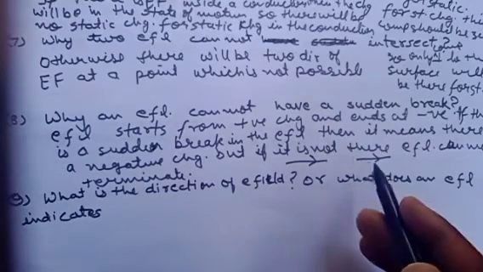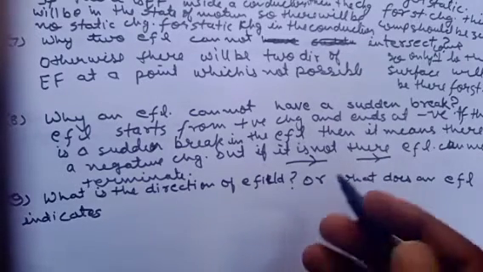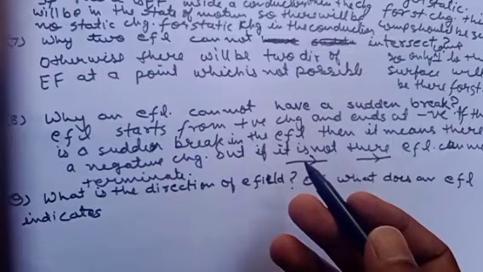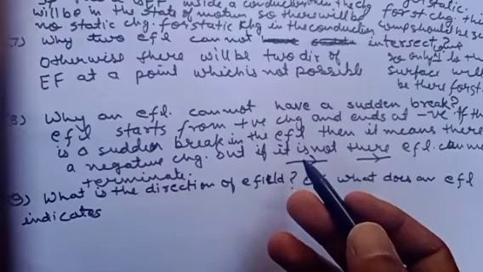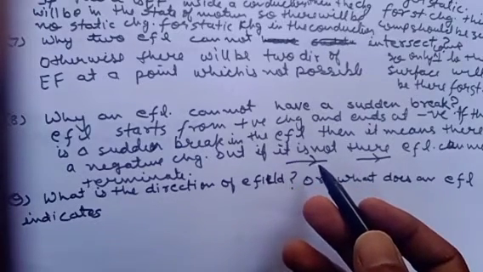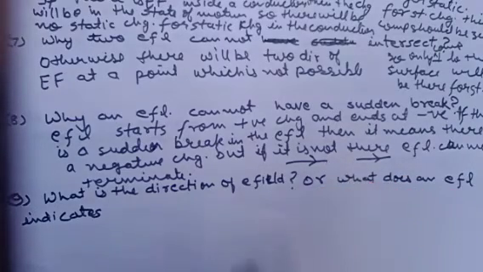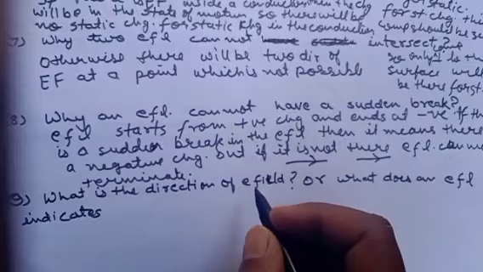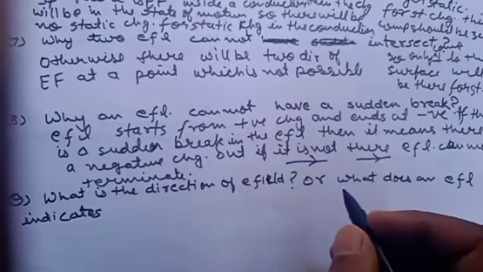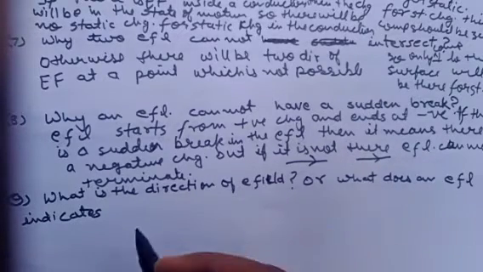So this sudden jump cannot be explained. It is not possible if a charged particle is placed on this electric field line. It can't have a sudden jump. It can't perform a sudden jump from here to here. So what is the direction of electric field? Or what does an electric field line indicate?